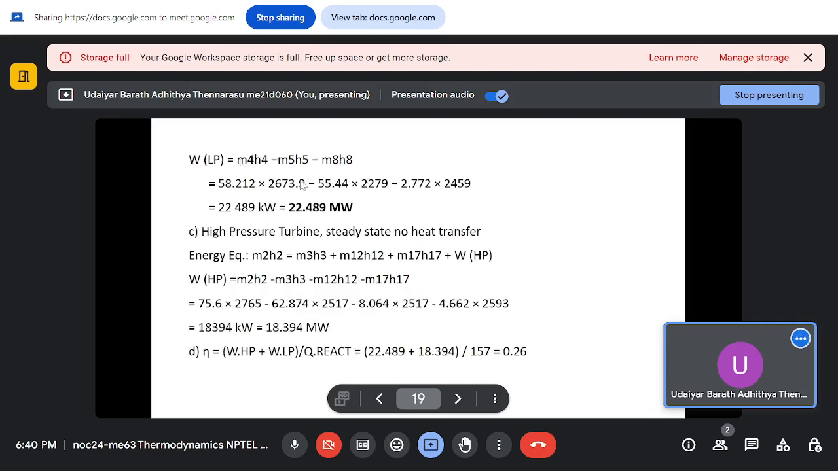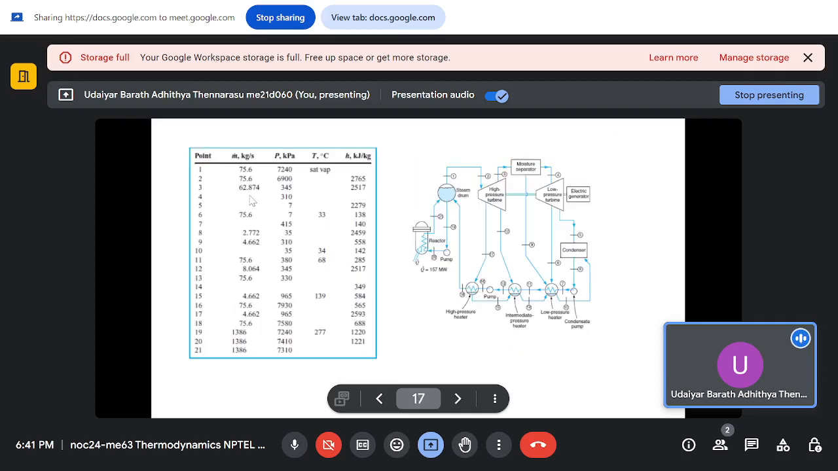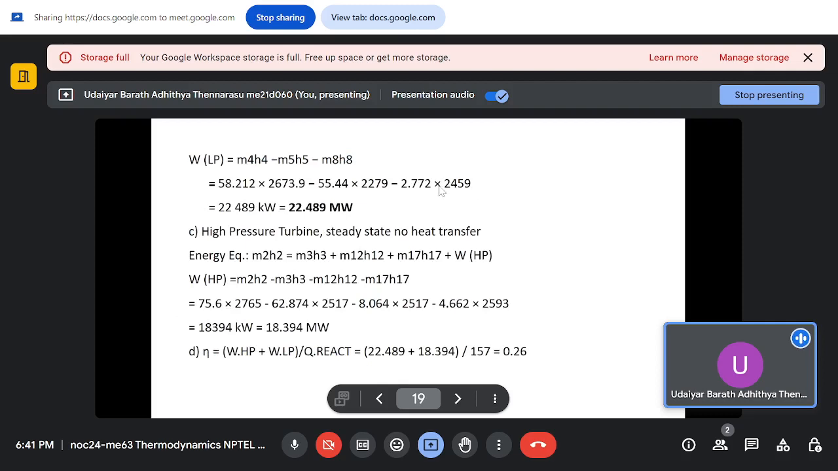Substituting the enthalpies from the table, we will find the work done is m dot 4 h4 minus m dot 5 h5 minus m8 h8. So substituting mass and corresponding enthalpies, h5 and h8 are given. h5 is 2279, h8 is 2459. Substituting that, you get the work produced in the low pressure turbine as 22.489 megawatts.